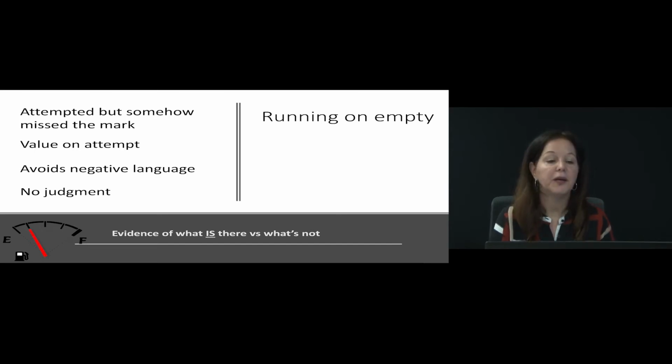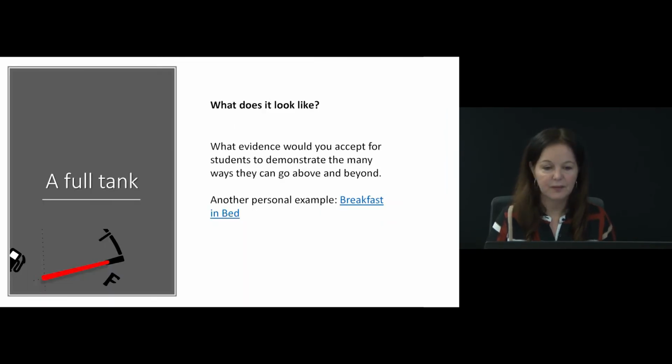Nope. Okay, so then we have our full tank. So what does it look like? If you're writing a rubric and you have all these levels of performance, let's say you're building an analytical rubric, you have pretty much defined what mastery looks like.